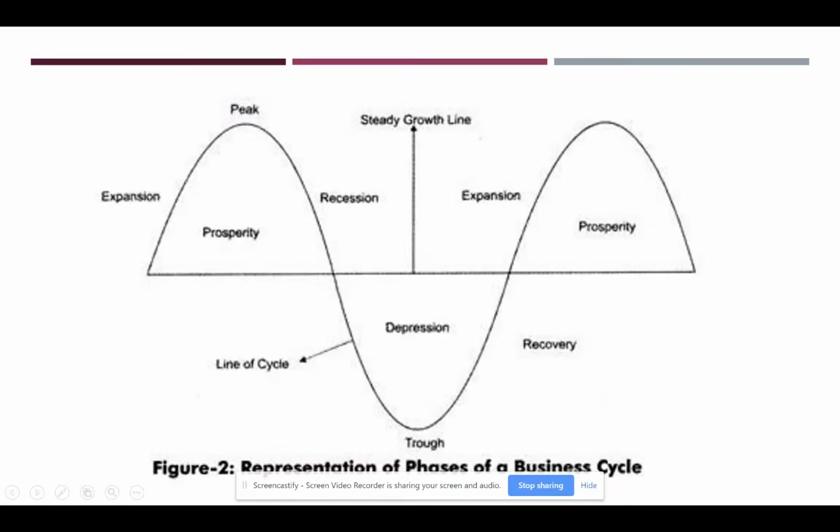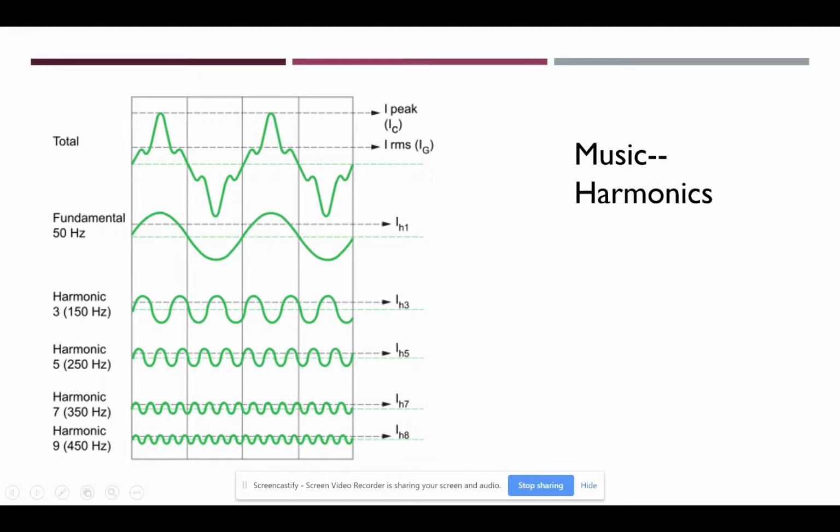Even business, it seems kind of odd, but even business can have this repetitive cycle. You have an expansion in a time of prosperity where you reach your peak. Then there may be a slowdown or a recession, possibly even a depression where you get to a low point, and then at some point you begin to recover and then expand again and go back to prosperity and peaking, and then it continues over and over again in that particular cycle. Even within music, your harmonics have a rhythm or a pattern to them.